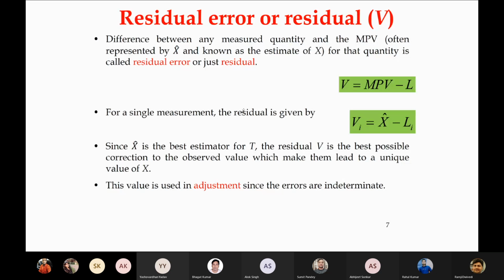And for a single measurement, the residual is given by X hat minus Li. So since X hat is the best estimator for T, the residual is the best possible correction to the observed value, making them lead to a unique value of X. And this value is used in adjustment since the errors are indeterminate. Any questions?